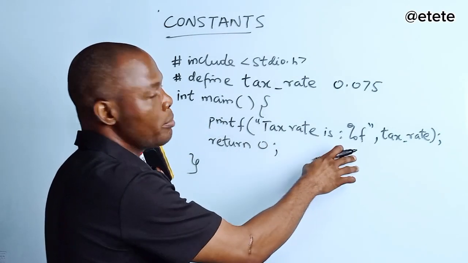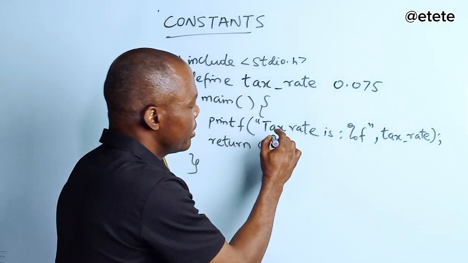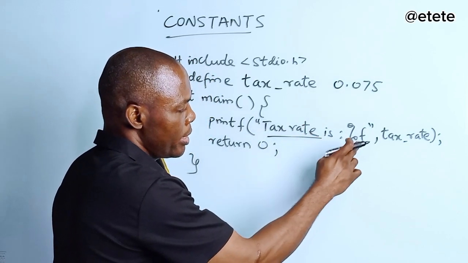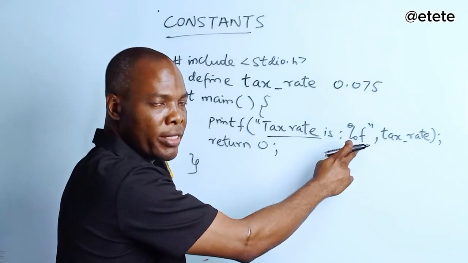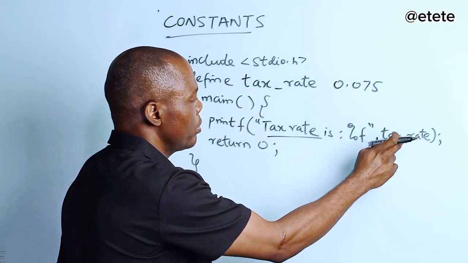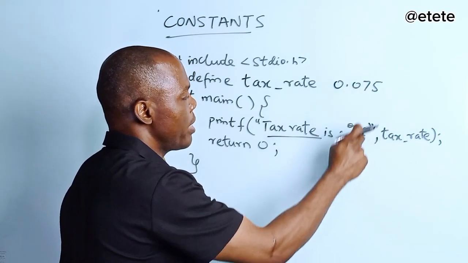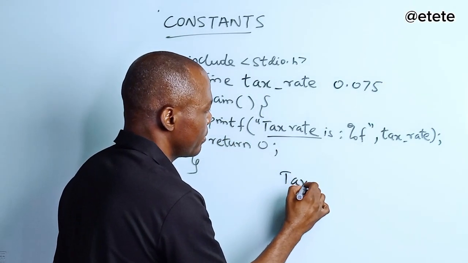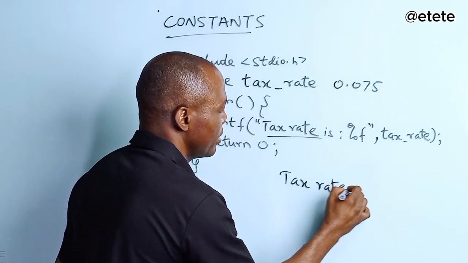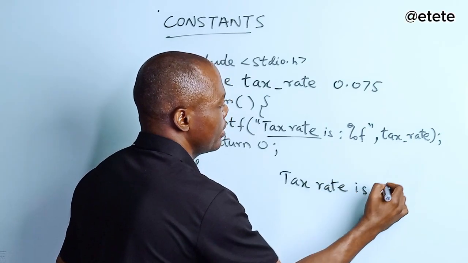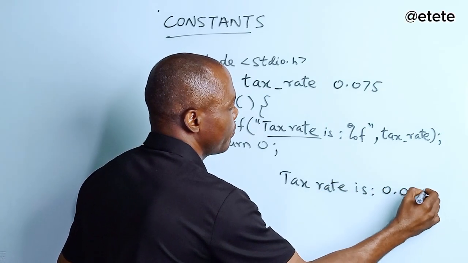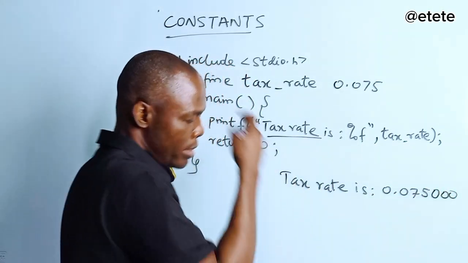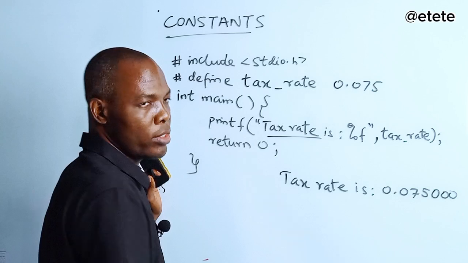Right? So what this is simply saying is that this is a string literal that we printed out on the screen: Tax rate is. Then this is a placeholder that is expecting a value, which is a float. So it will replace this TAX_RATE with this value and it will print it out on the screen. So this program will print out tax rate is 0.075. But because it's a float, it's going to add additional decimal places. It will print out this on the screen.